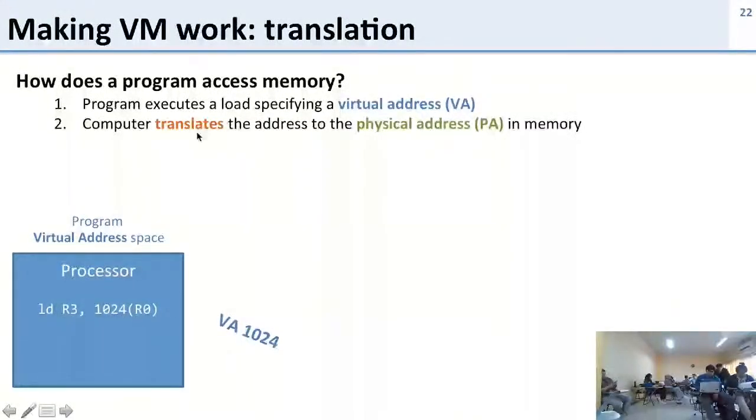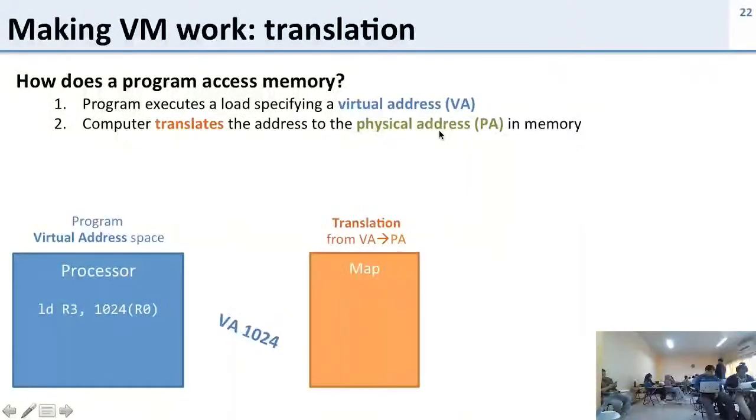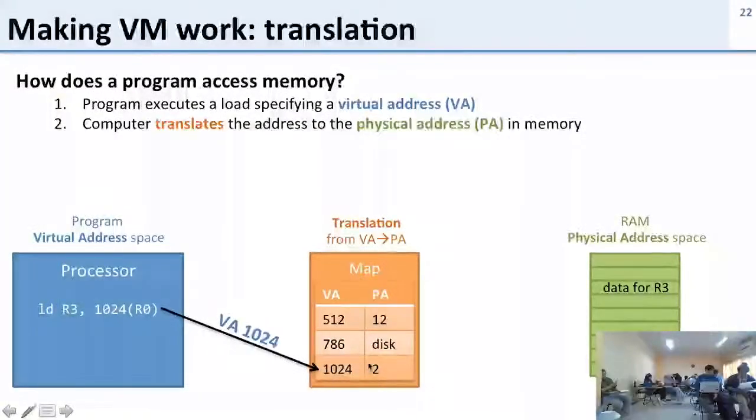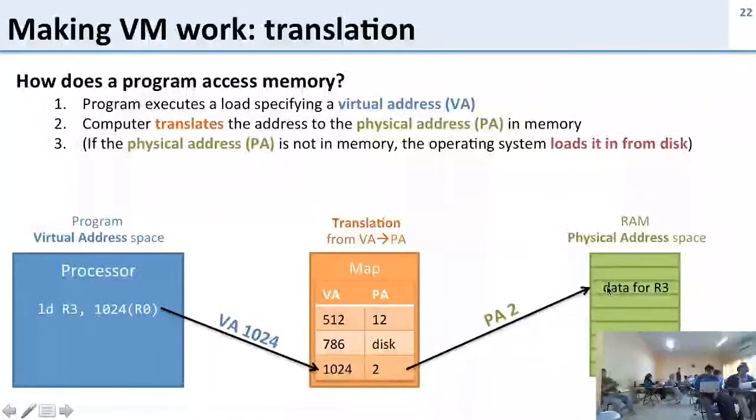Now, the computer is going to translate this virtual address to the physical address in the memory. So we're going to have a translation here. This is our map from virtual address to physical address, and it's going to tell us how to get the data over here. Here's the data we want for R3. We tell the translation, or the map, we want virtual address 1024. It looks it up in its map and says, virtual address 1024 maps to physical address 2. So it goes over to physical address 2 and gets the data.